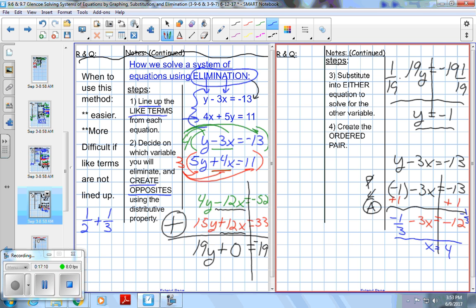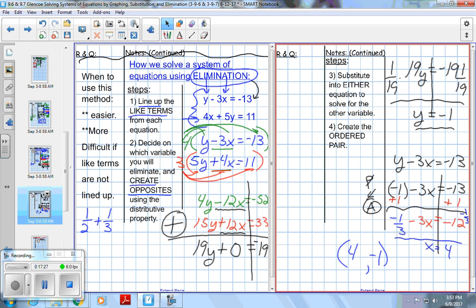I tried to use the same system as the substitution method, so you are able to at least compare which one you liked better. So, as you would expect, the answer to this problem, which we already knew from the other problem, was 4, negative 1.